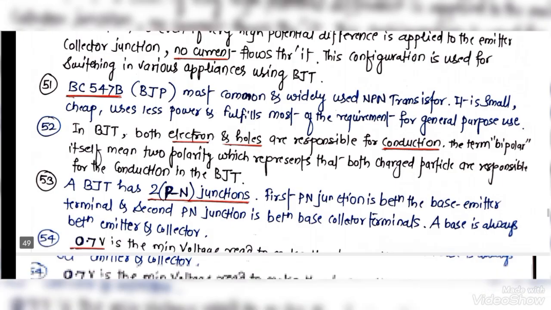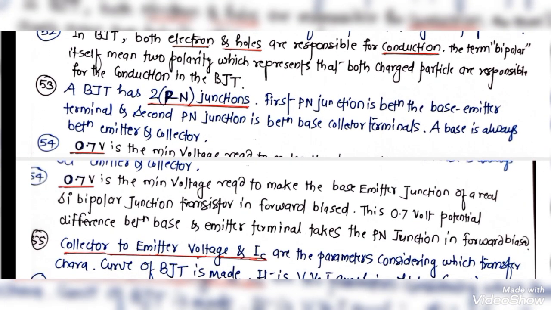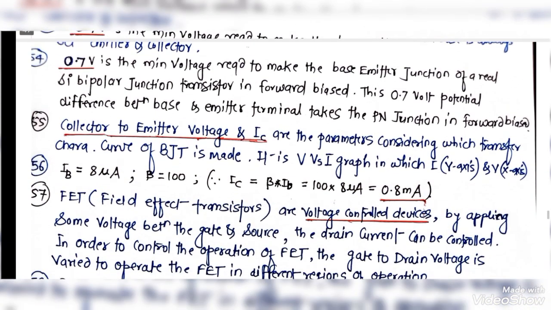In a BJT, both electrons and holes are responsible for conduction. The term bipolar itself means two polarity, which represents that both charged particles are responsible for the conduction in the BJT. A BJT has two PN junctions. The first PN junction is between the base emitter terminals and the second PN junction is between the base collector terminals. The base is always between the emitter and collector.